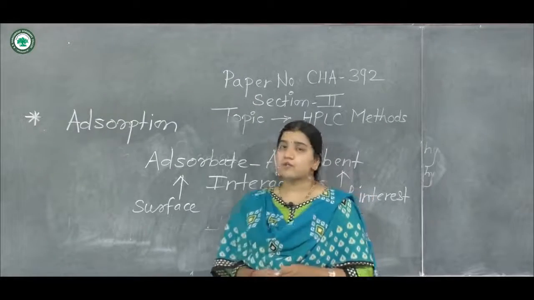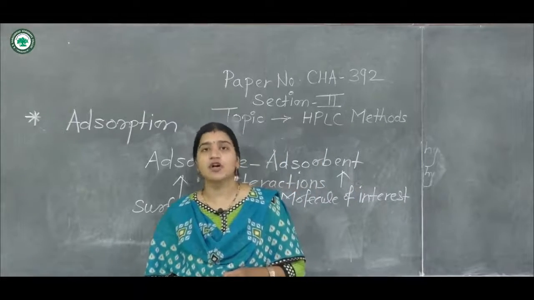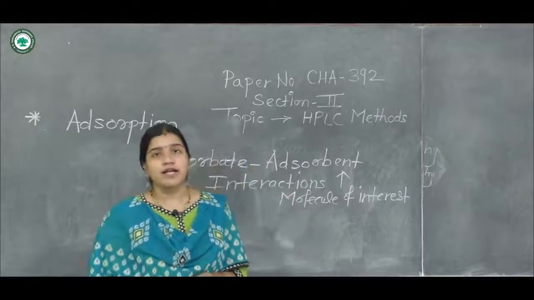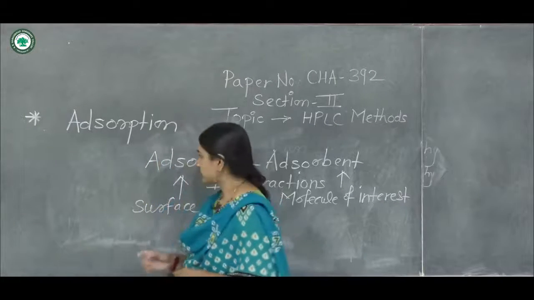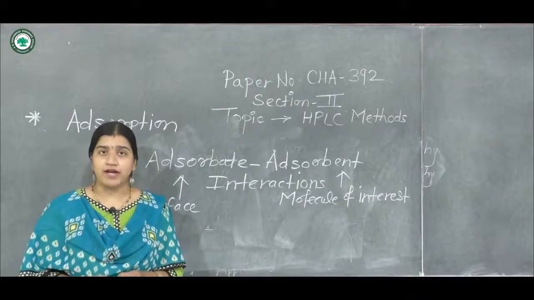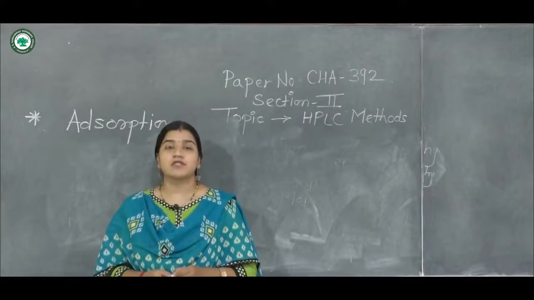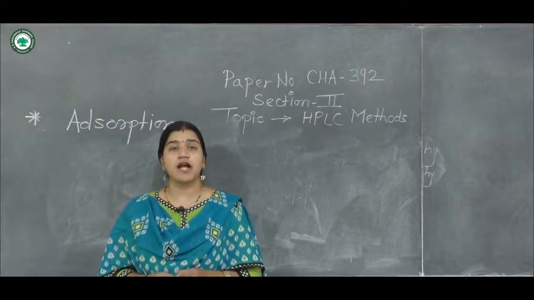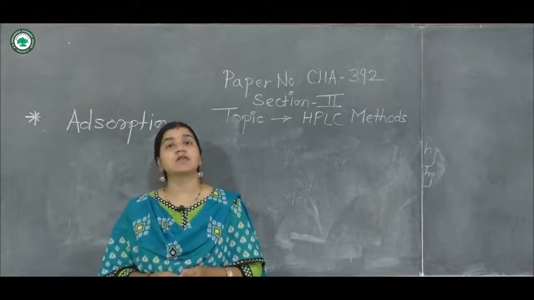When the adsorbate-adsorbent interaction is stronger, your molecule is adsorbed on the surface very strongly, and therefore it will take more time for the separation, or we can say for the elution. Now this adsorbate-adsorbent interaction depends on a number of factors, which we will study. The efficiency of separation in adsorption chromatography mainly depends on the adsorbate-adsorbent interaction, and these interactions depend on the following factors.